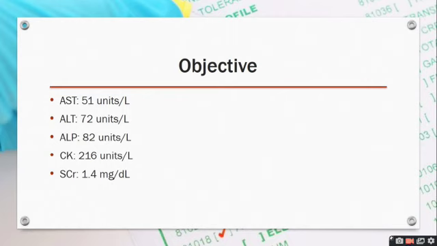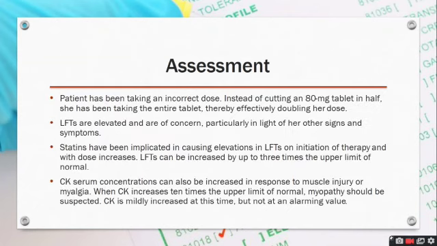The creatine kinase level is 216 units per liter, while the normal range is less than 150 units per liter, so it is elevated. And for the serum creatinine level, the normal range is 0.6 to 1.2 milligram per deciliter and it is 1.4 milligram per deciliter, so it is approximately in the normal range, and we can't say that it is elevated much. So now we have to come to the assessment.